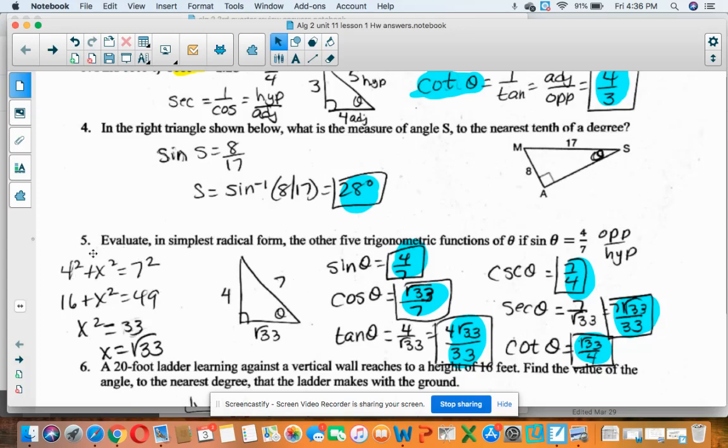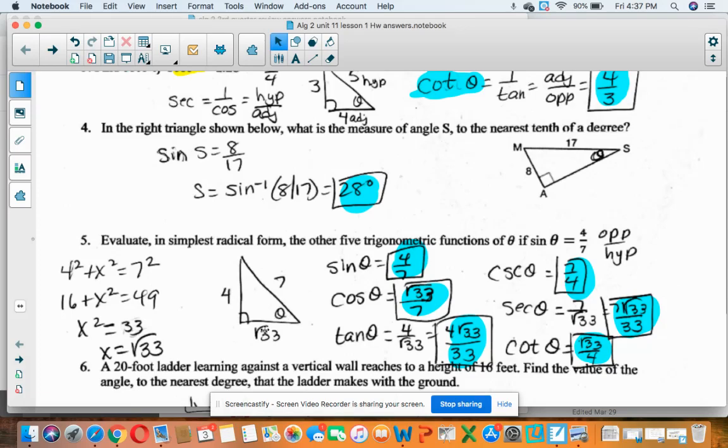Off to the left here, I did the Pythagorean theorem to find this missing side right here. 4 squared plus x squared equals 7 squared. 16 plus x squared equals 49. X squared equals 33. X equals the square root of 33. And then once I put that in my picture, then I can do all of my trig functions.